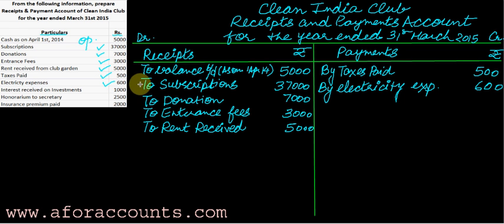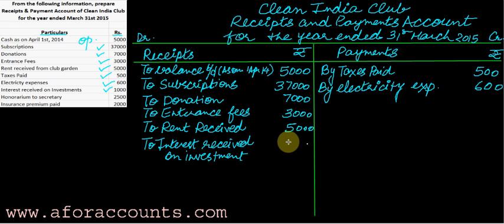Now interest received on investment, my income, so to interest received on investment. Interest received on investment 1,000.